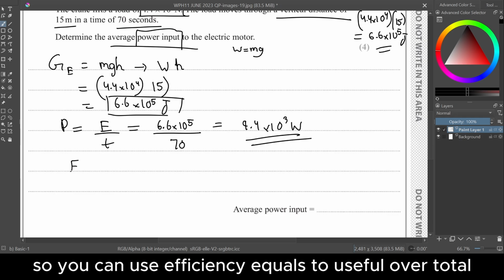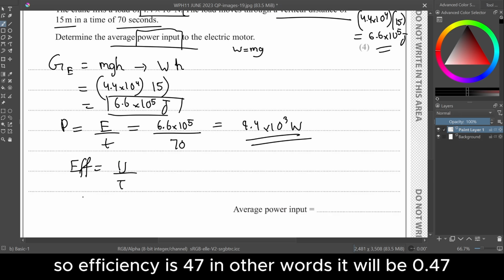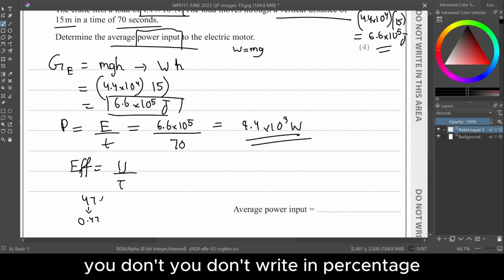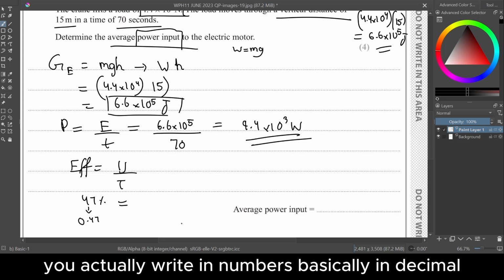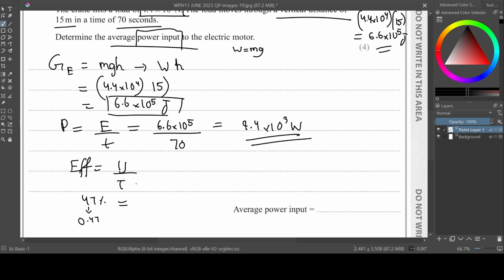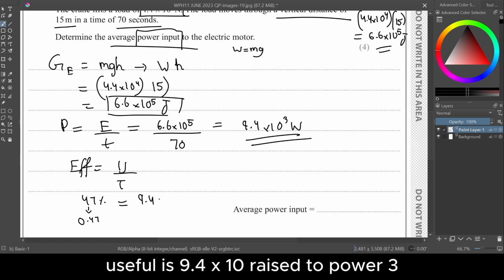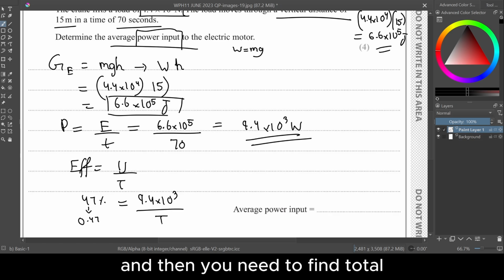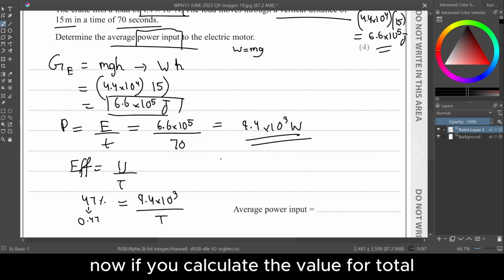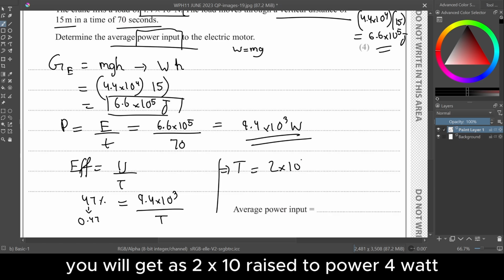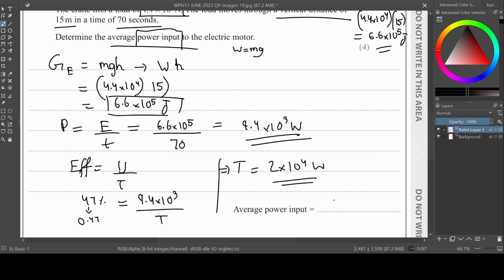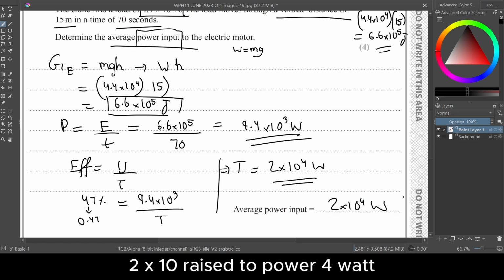Now you can use this watt because this is the useful power. So you can use efficiency equals useful over total. Efficiency is 47, in other words, 0.47. You don't write it as a percentage, you write it as a decimal. And useful is 9.4 times 10 raised to power 3, and then you need to find total. If you calculate the value for total, you will get 2 times 10 raised to power 4 watt.